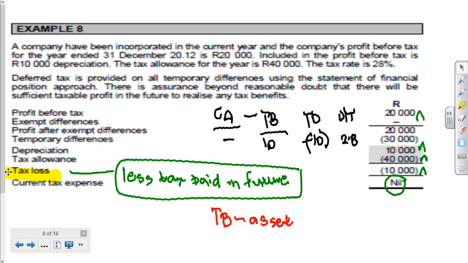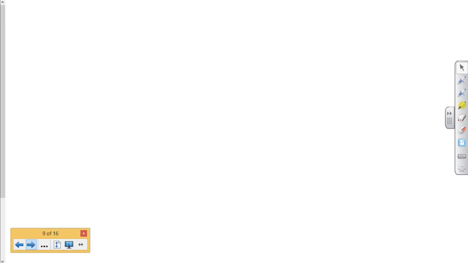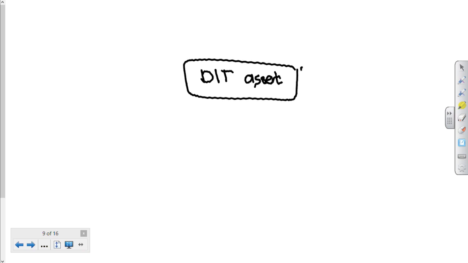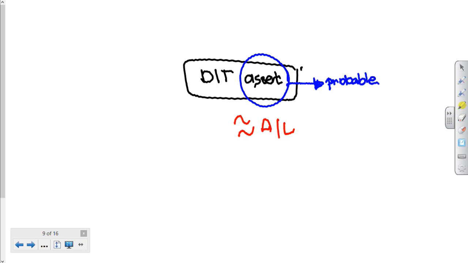Okay, so let's talk about, let me see what I've got here, a blank, perfect. Let's talk about this deferred tax asset. A deferred tax asset. So we've just said that deferred tax assets can arise as a result of assessed losses. Do you agree? An assessed loss can create a deferred tax asset. If we go back to framework, framework says an asset is only recognized if there are probable future benefits.